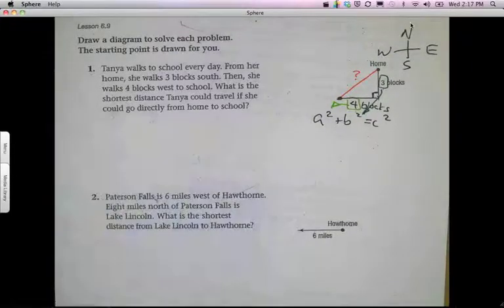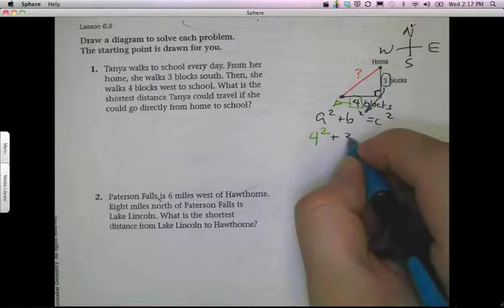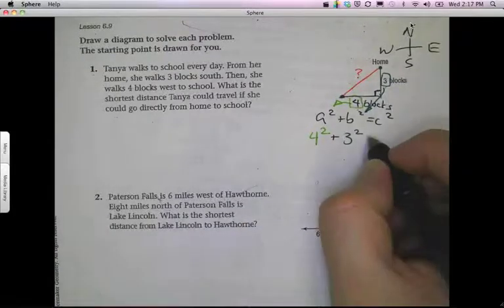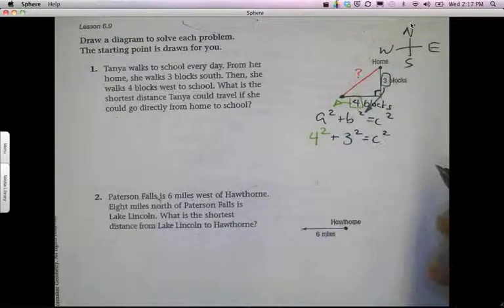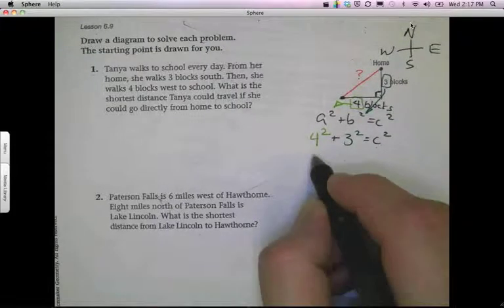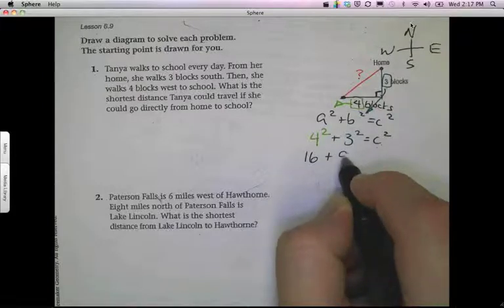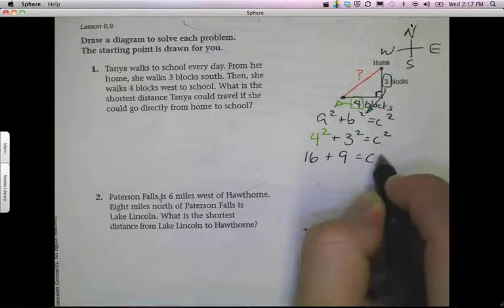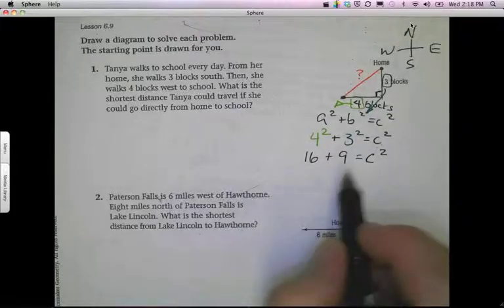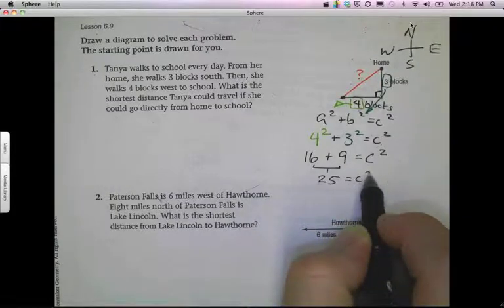So 4 squared plus 3 squared, and that's going to end up equaling our c squared. To solve this problem, I first start by squaring each one of the numbers. So 4 squared is 16, and 3 squared is 9, and that's equal to my c squared. Well, I'm 2 steps away from solving the problem. The first thing to do is combine both the 16 and the 9, and I end up with 25 by adding them together, and that's equal to c squared.